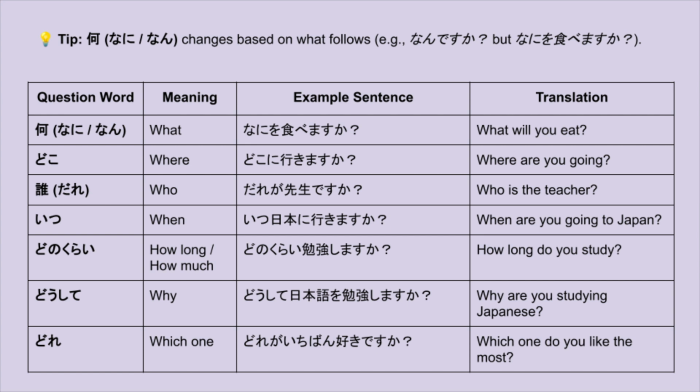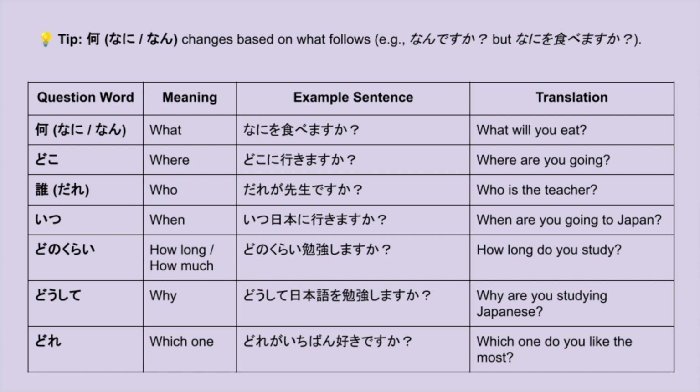Number 2 is where. So, doko ni ikimasu ka? Again, you use ni because you're with ikimasu. Same set phrase. So, doko ni ikimasu ka? Where are you going? Dare is who. So, dare ga sensei desu ka? Who is the teacher? Which, as of right now, is me, which is weird. I'm not used to being the teacher.